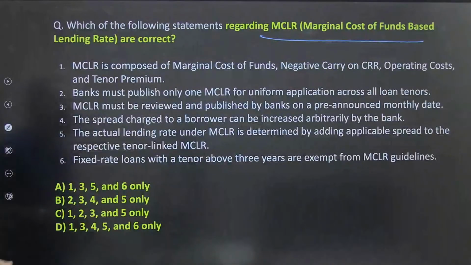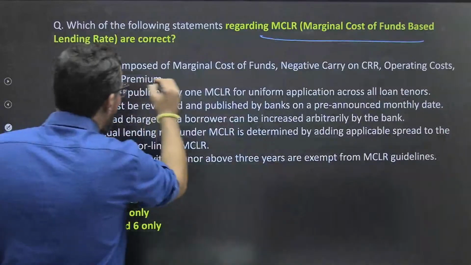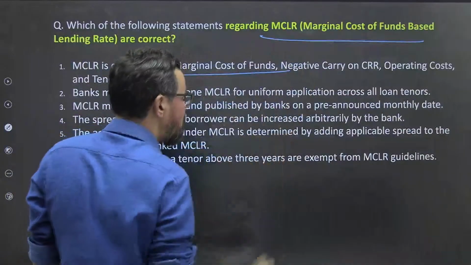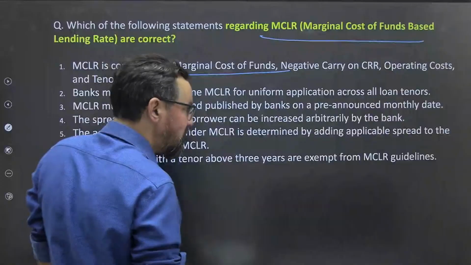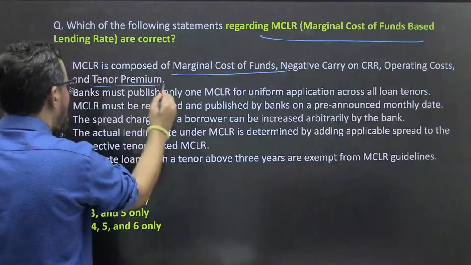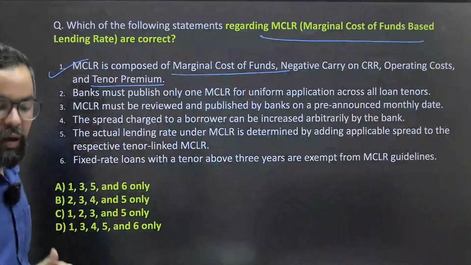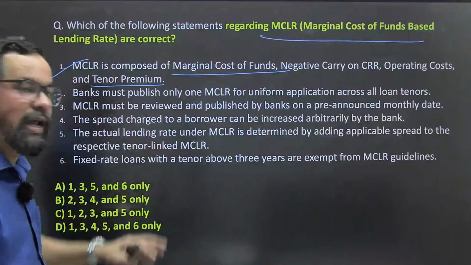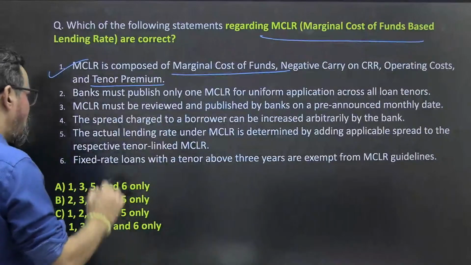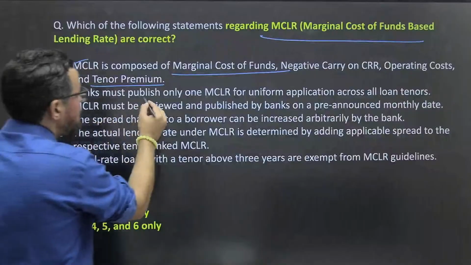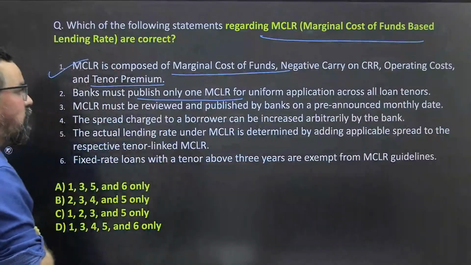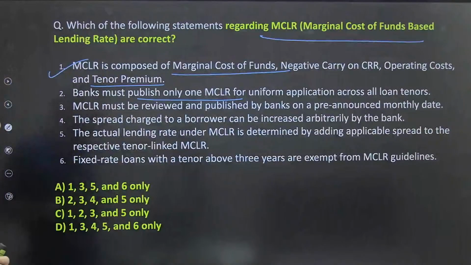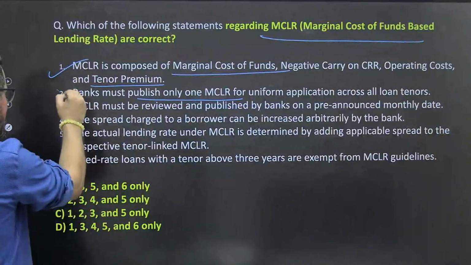No one? चलो. So first, MCLR is composed of marginal cost of funds, negative carry on CRR, operating cost and tenure premium. This is the formula, or the kind of setup, by which we calculate MCLR for the bank or for the loan category. Bank must publish only one MCLR for uniform application across all tenures. No, this is wrong, ठीक है? ये गलत है ना, ठीक है?